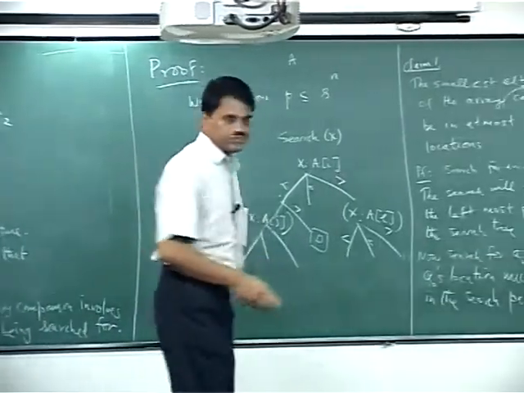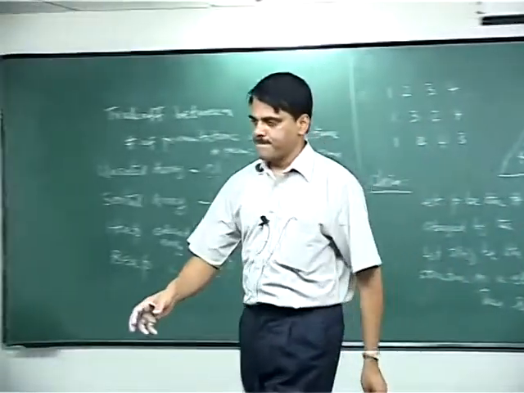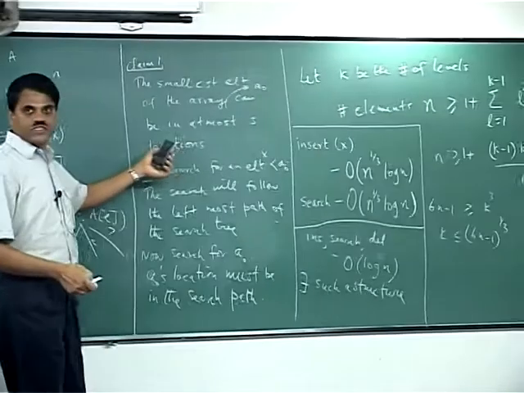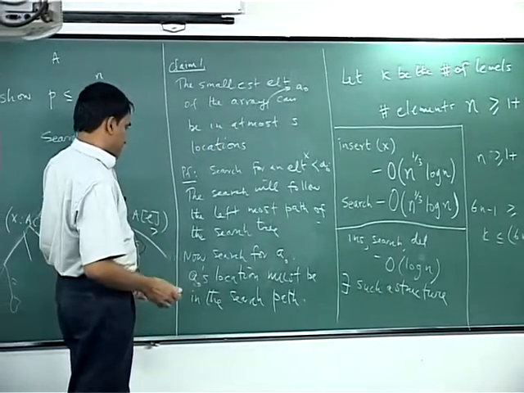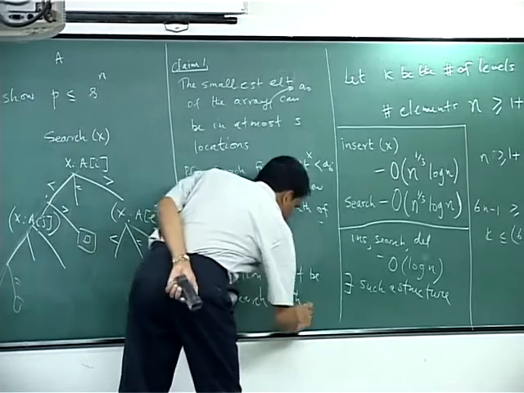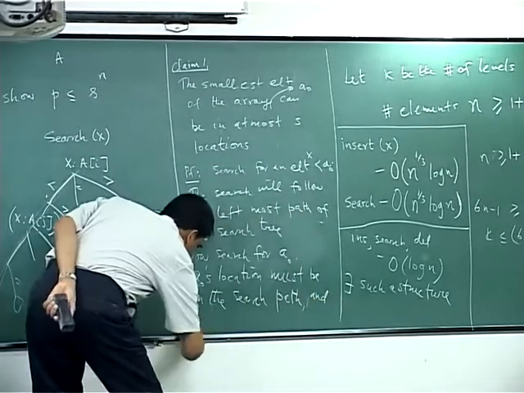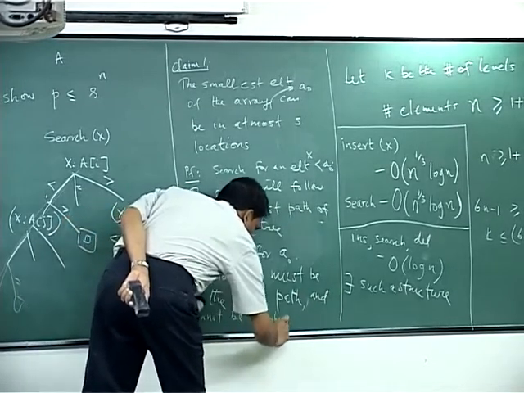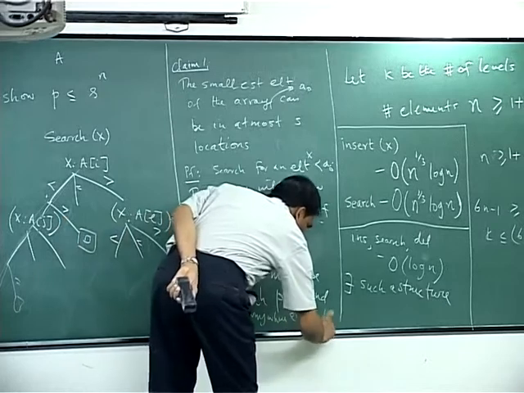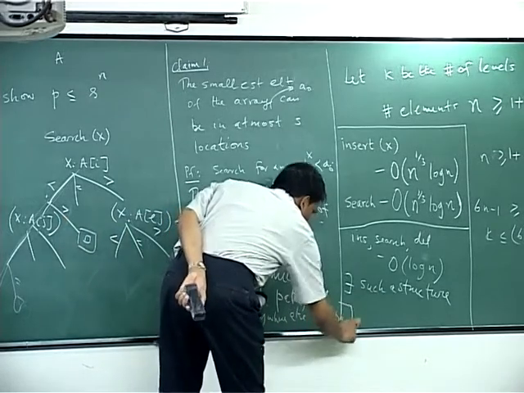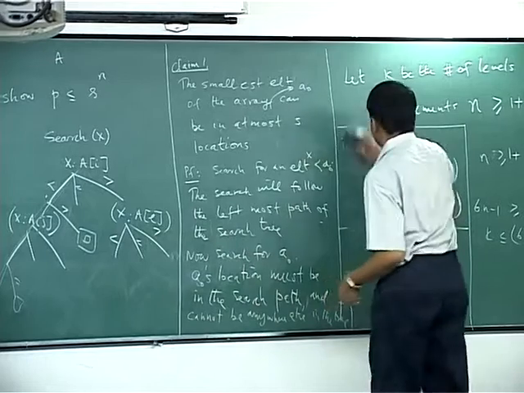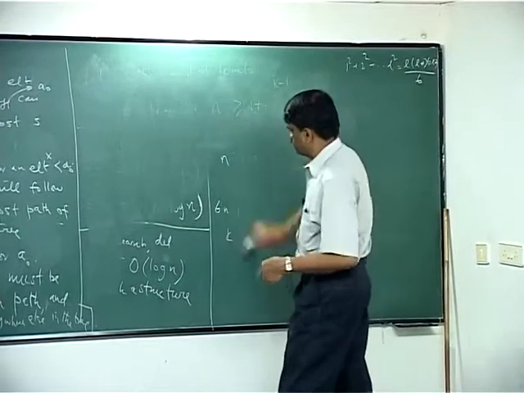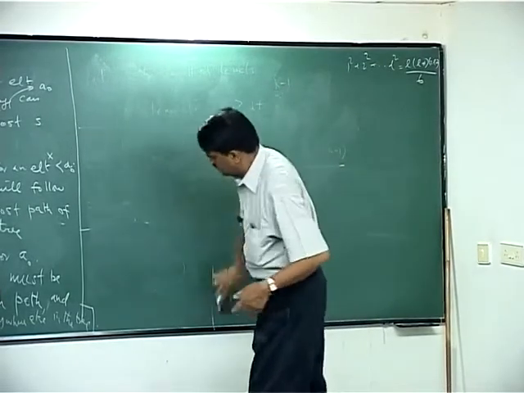And that was my subclaim. The smallest element of the array can be in at most s locations and cannot be anywhere else in the tree, any other location. So, this is quite subtle.